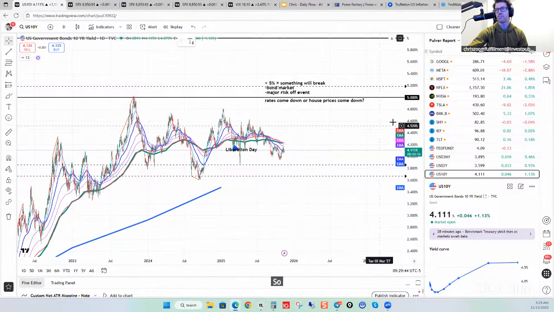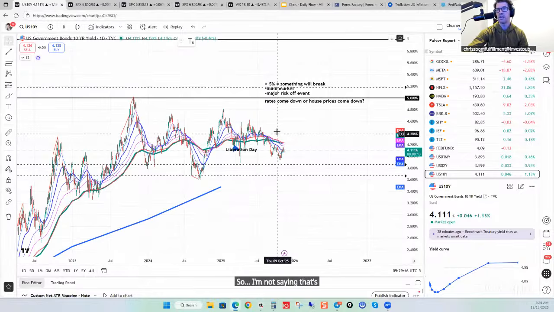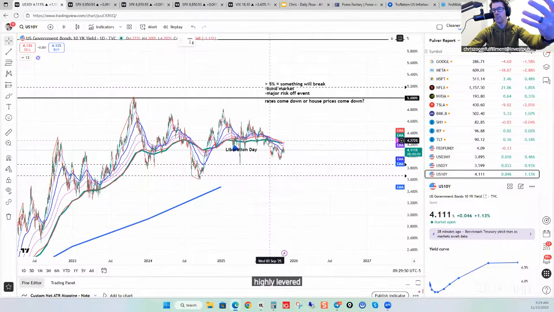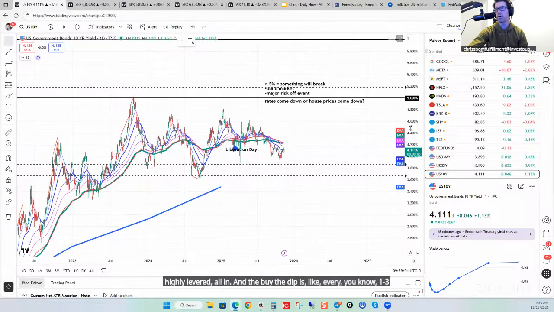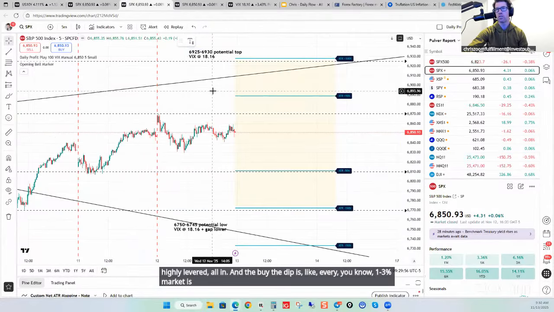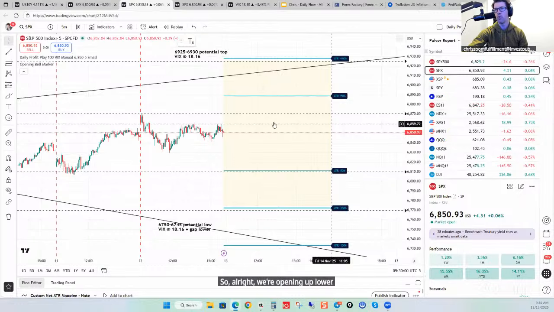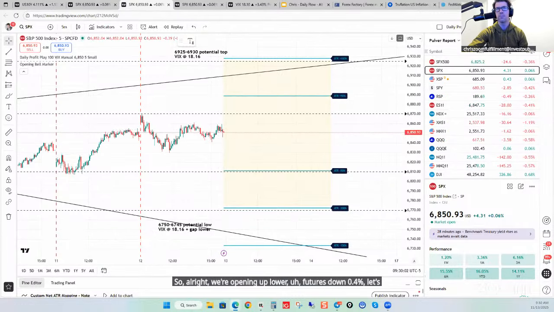So I'm not saying that's us. I'm just saying the general retail crowd is highly levered, all in, and on every 1 to 3% dip the retail crowd is aggressively buying. So all right, we're opening up lower. Futures down 0.4%. Let's see where the market's at when this feed pops up.